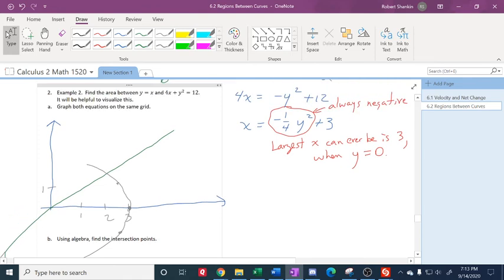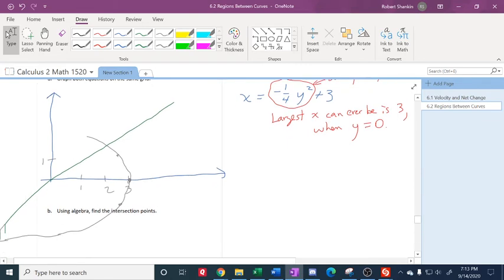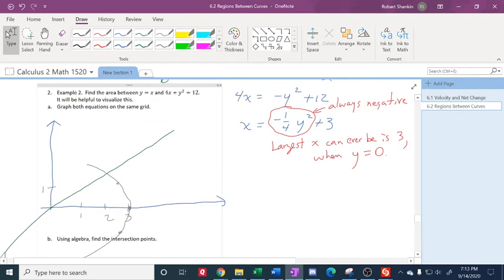Okay. Next part. Using algebra, find the intersection points. All right. Those are the two equations. Find where this point is and the other point by using algebra. So, let me give you a minute to work on your own.